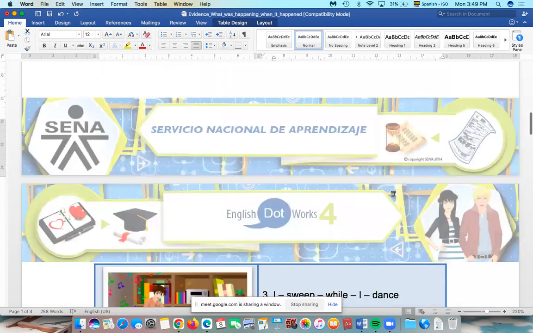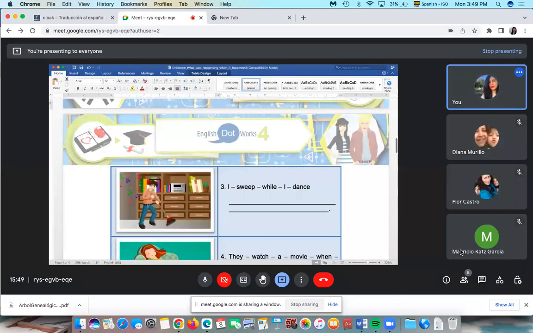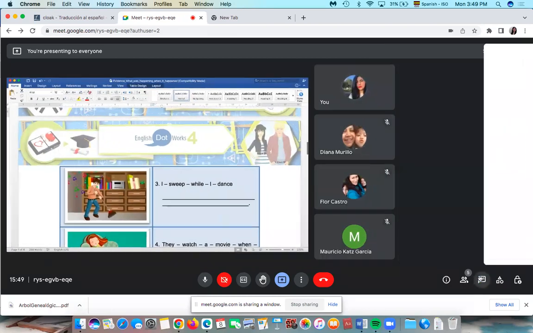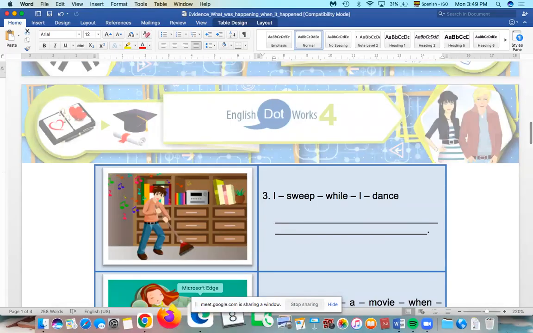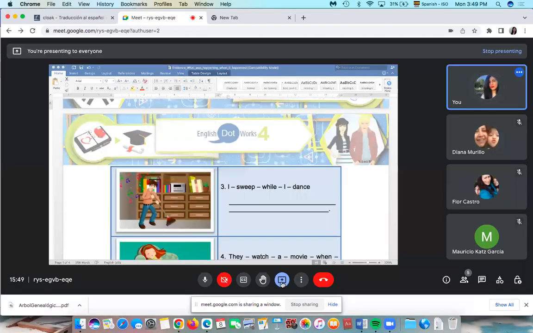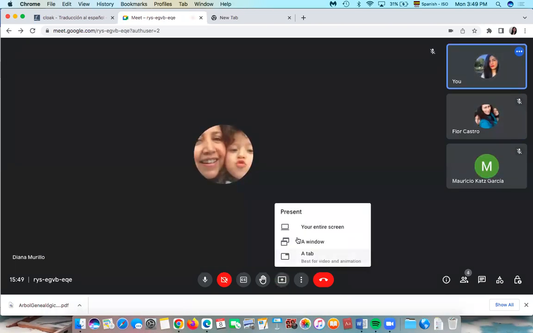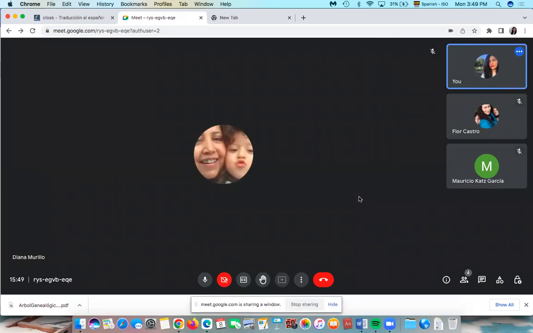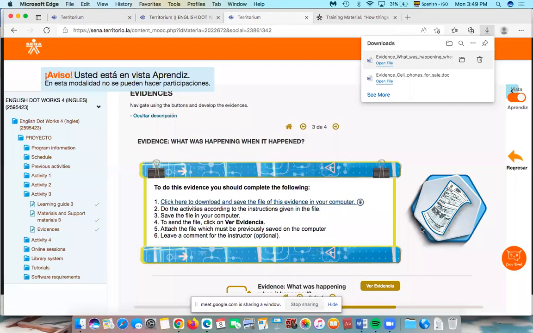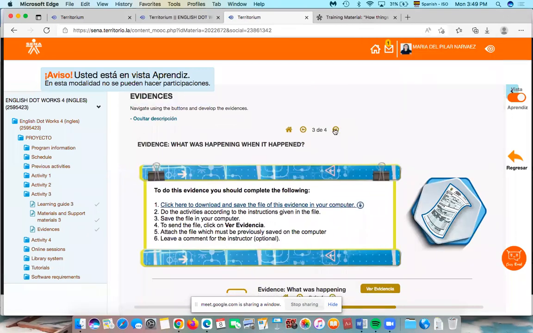When you complete this file, then you can upload it on the platform. Let's go back to the platform. You can upload it here. Click on Ver Evidencia, and you will be able to upload it.